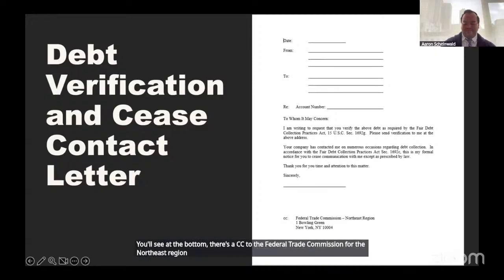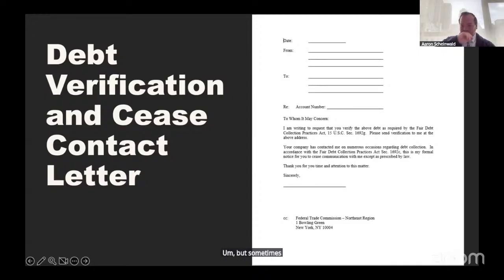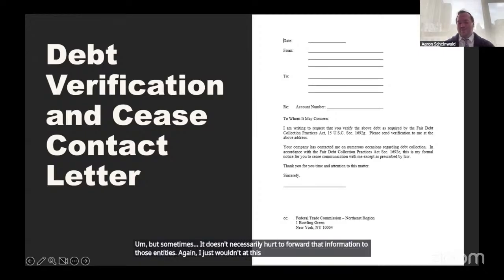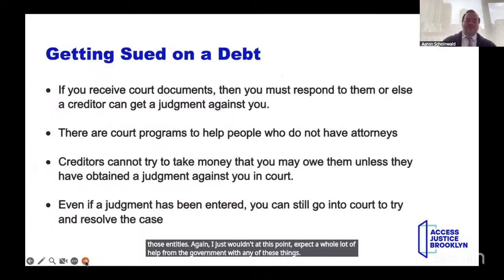Obviously, under the current administration, we are not expecting that the FTC and any of its associated agencies are going to be all that helpful in dealing with disputes, but sometimes it doesn't necessarily hurt to forward that information to those entities. Again, I just wouldn't at this point expect a whole lot of help from the government with any of these things. So, legal processes. We're going to start transitioning now and talking about legal processes.